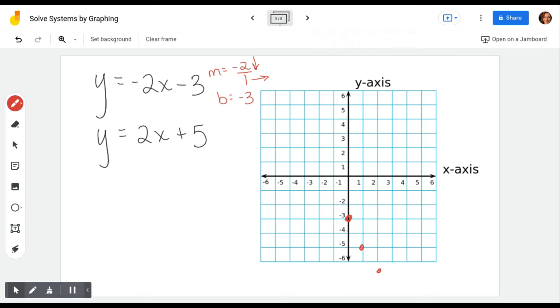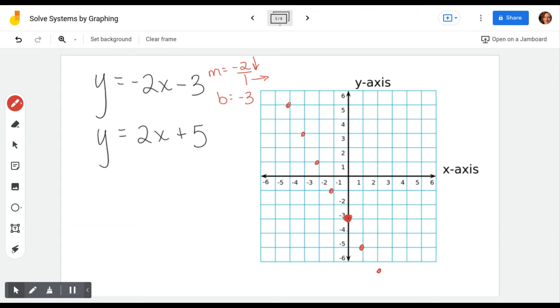There's no guarantee that it's going to cross down there. So I'm also going to continue in the opposite direction. Instead of going down 2, I'm going to go up 2. Instead of going right 1, I'm going to go left 1. So from that first point here at -3, this time I'm going to go up 2, left 1, up 2, left 1. So everything still ends up being in line with each other.